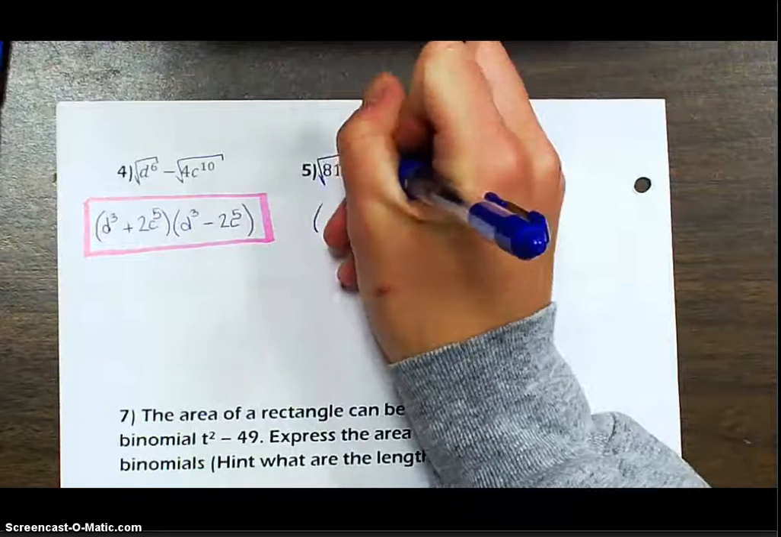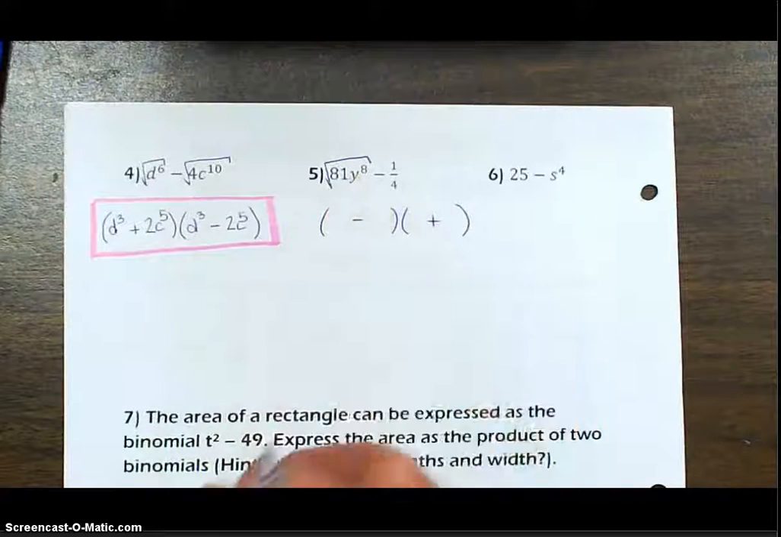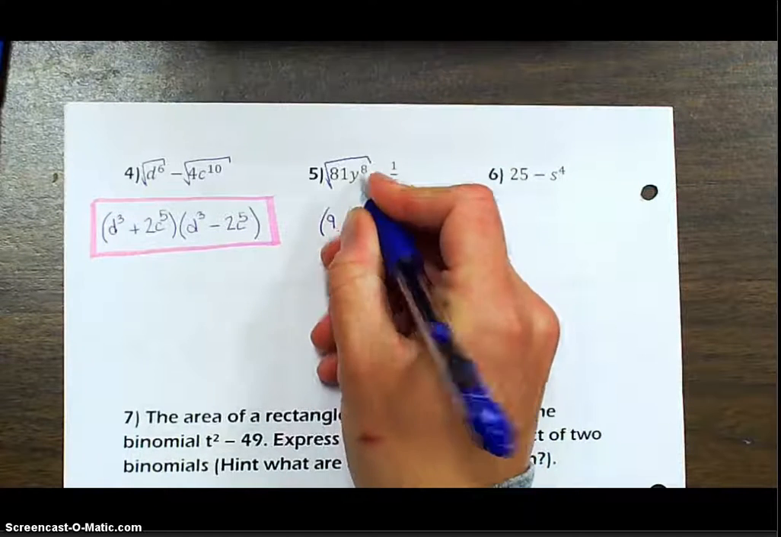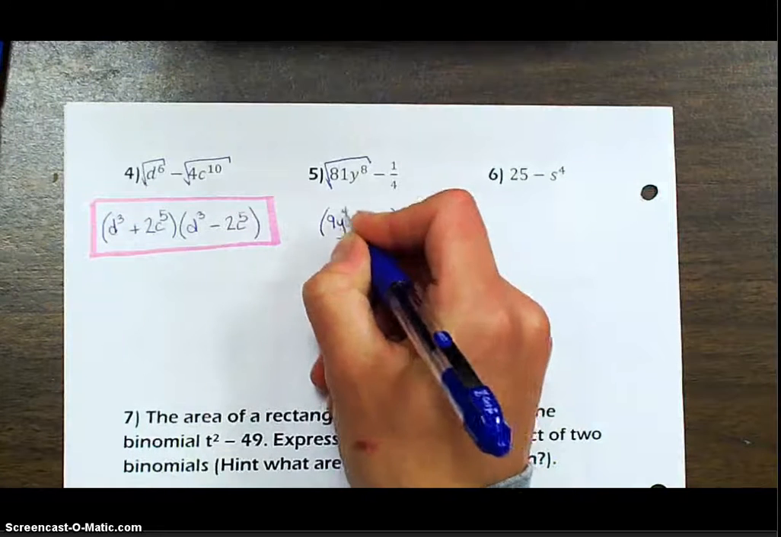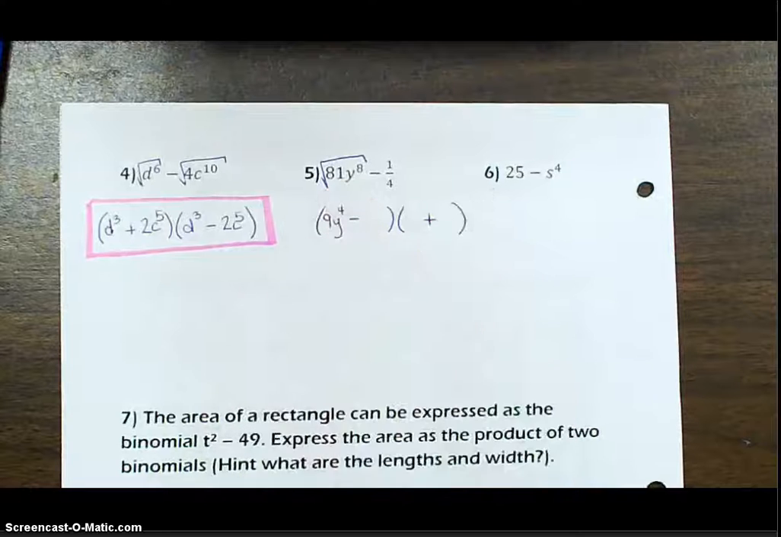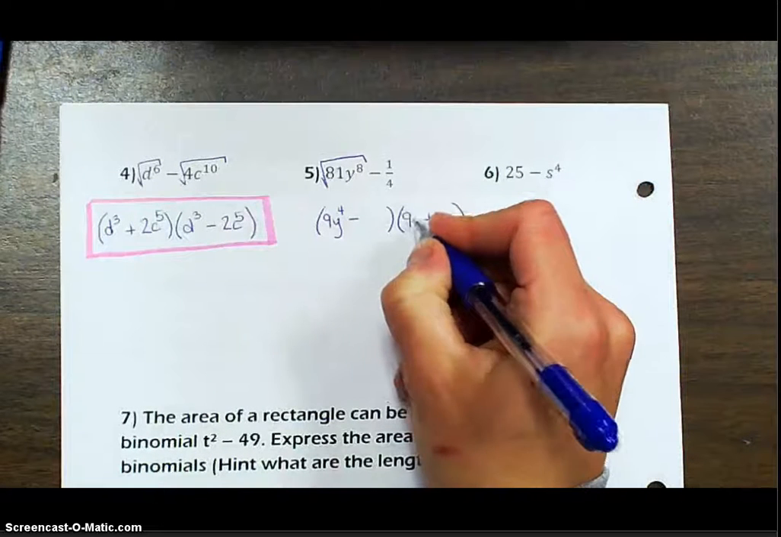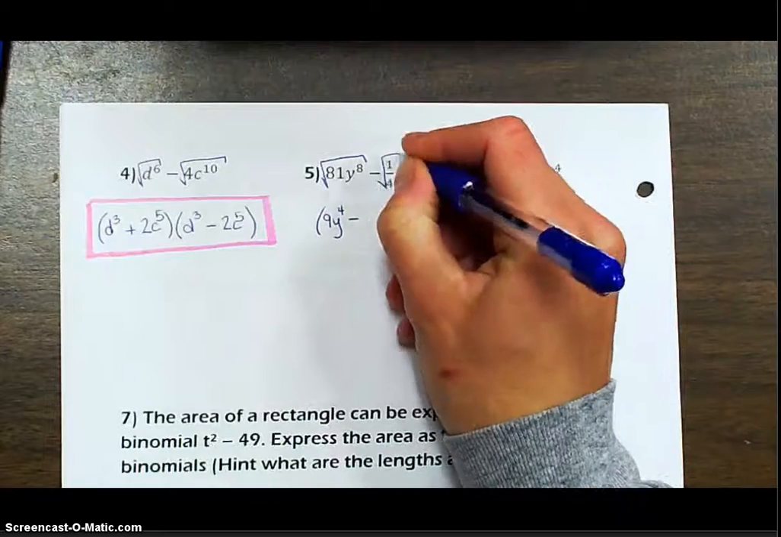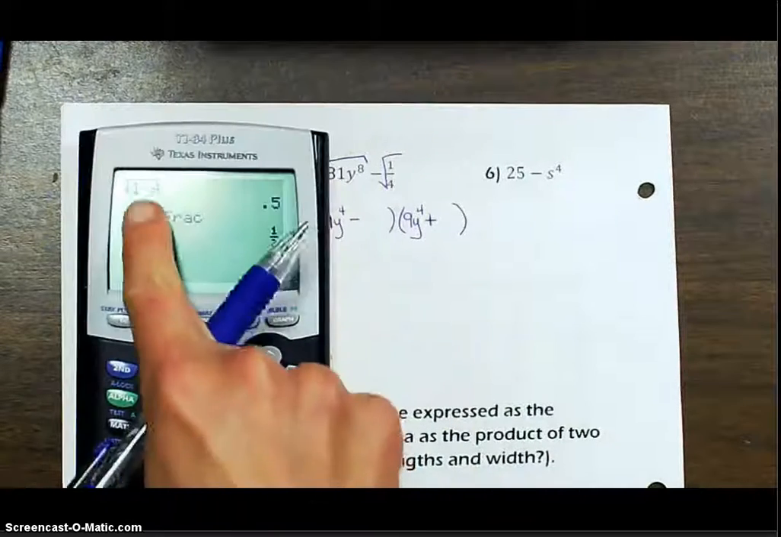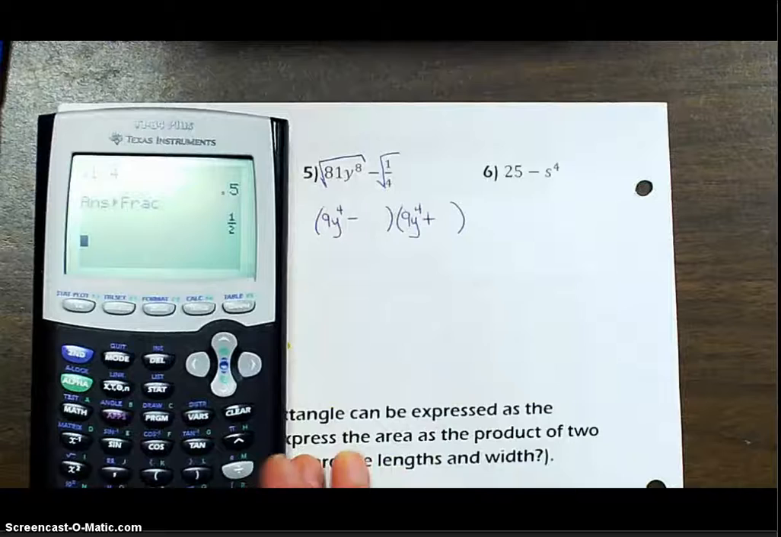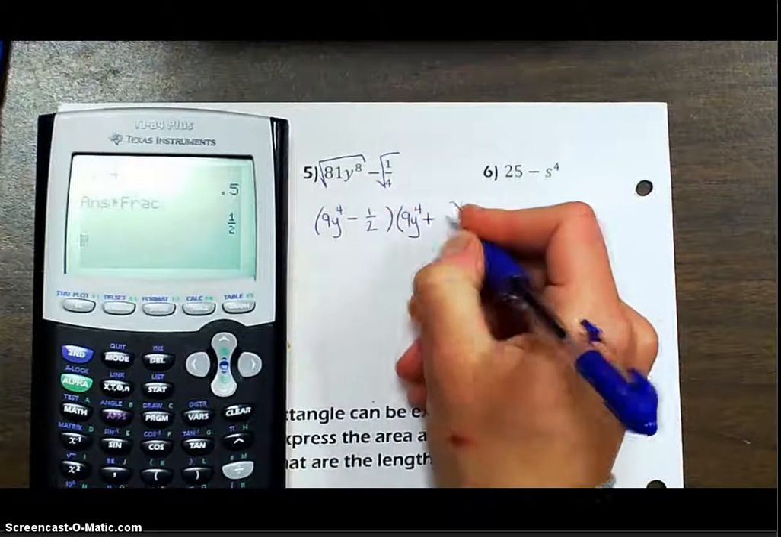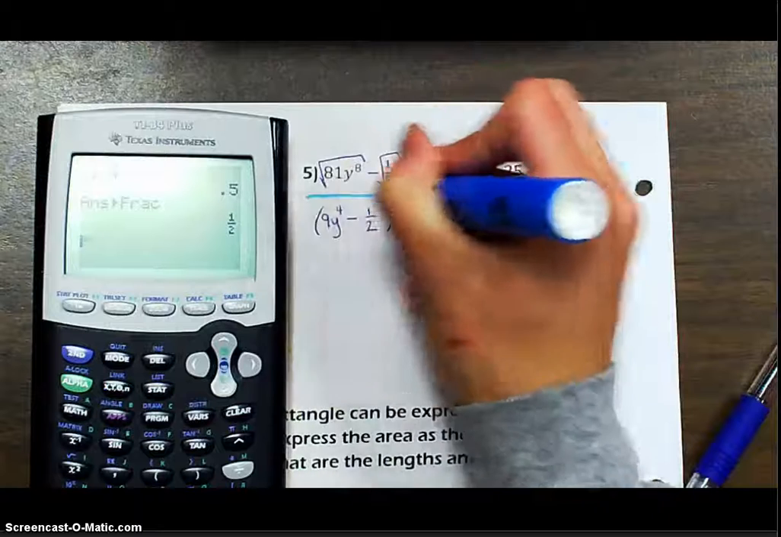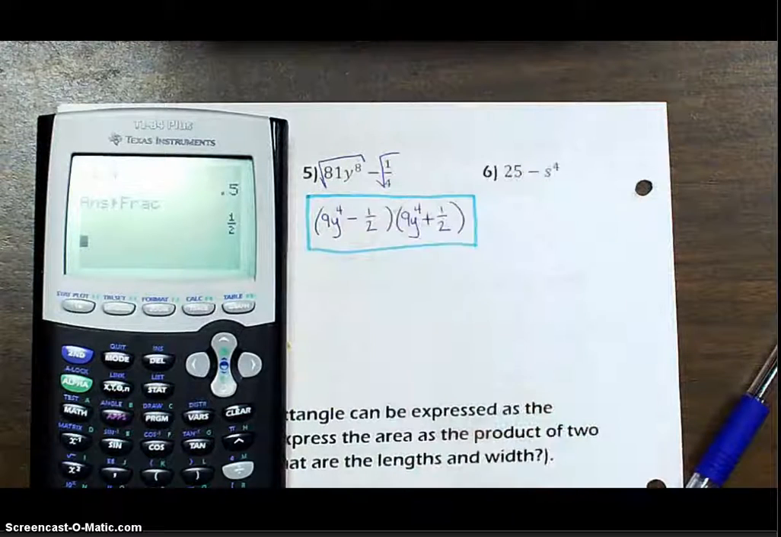And I'm going to take the square root of 81y to the 8th. So the square root of 81 is 9. The square root of y to the 8 is y to the 4. So those stay together because they are together as one monomial. And then 9y to the 4 is the first term in the second binomial. And then we take the square root of 1/4. Remember, we just did that in the calculator. The square root of 1/4 is 1/2. And ladies and gentlemen, you have just factored your next binomial.